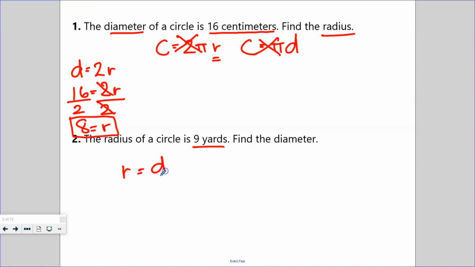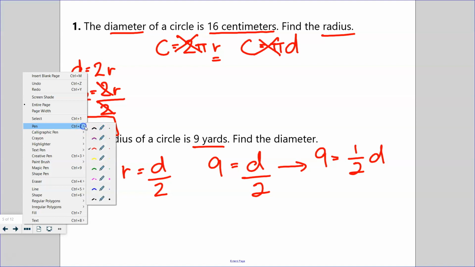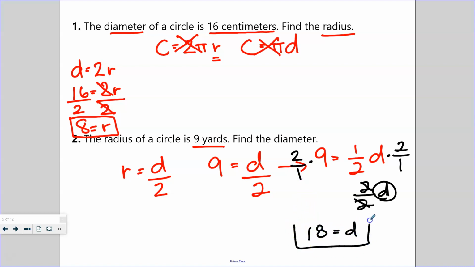So radius equals the diameter divided by 2. Now, I'm going to show you this another way. 9 equals 1/2 d. This is something a lot of us forget, and it's okay because we're still learning math. So to get rid of this, I need to multiply by 2 over 1. What happens there? I get 2 over 2 d. These cancel out, and so I have d all by itself. And so I multiply by 2 over 1 on this side, and I get 18 equals the diameter, which is pretty simple.